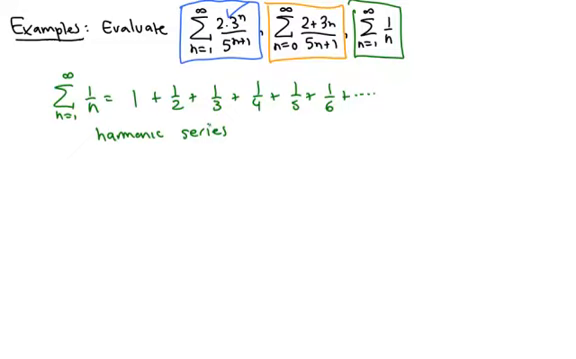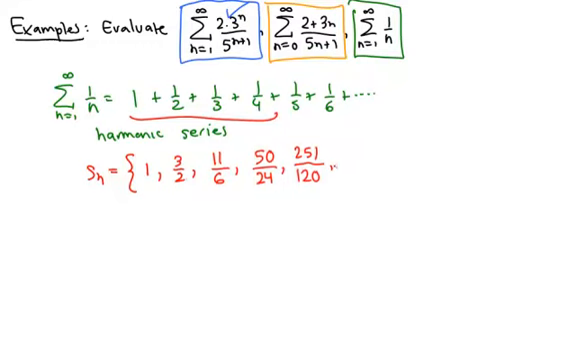Well, on the one hand, I could attempt to add up the pieces and find the partial sums. Sometimes that works and sometimes it doesn't. So the first one is 1. 1 plus a half is 3 halves. And on down the line.